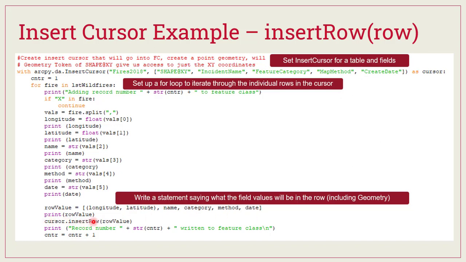Again, I just like to print the row so I can see what's going on. And then you're going to call the insert row method for your cursor and populate it with what's sitting inside of this tuple. And then that is what's going to write this information into your data set.